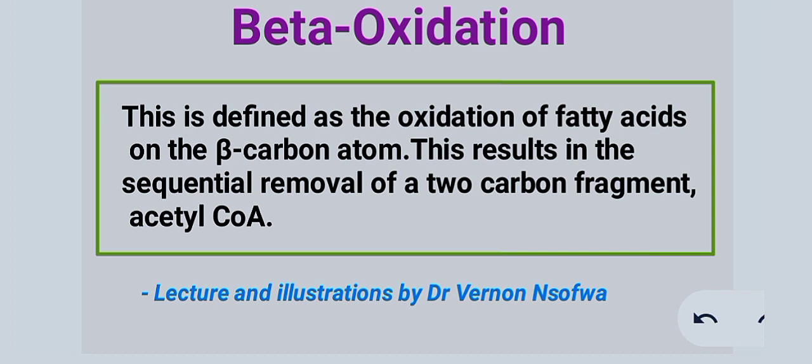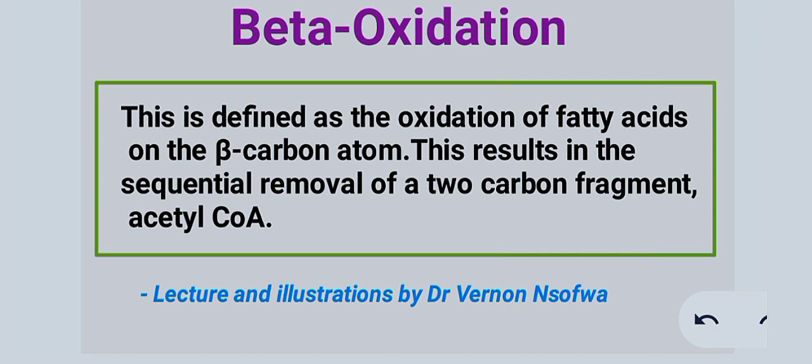Now, beta oxidation actually involves two stages. The first stage is the activation stage, and the second stage is beta oxidation proper. But something you should take note of is that fat acids are produced in the cytoplasm. So fat acids are found in the cytoplasm of the cell.